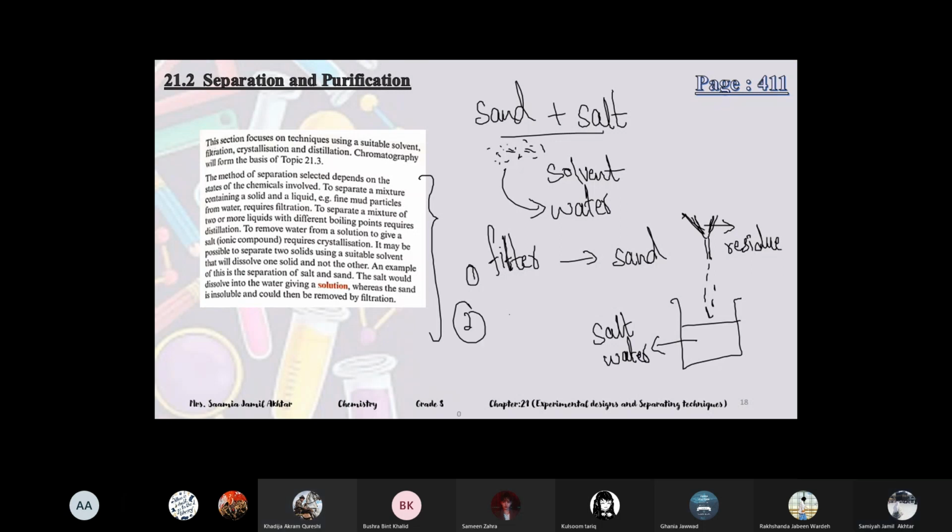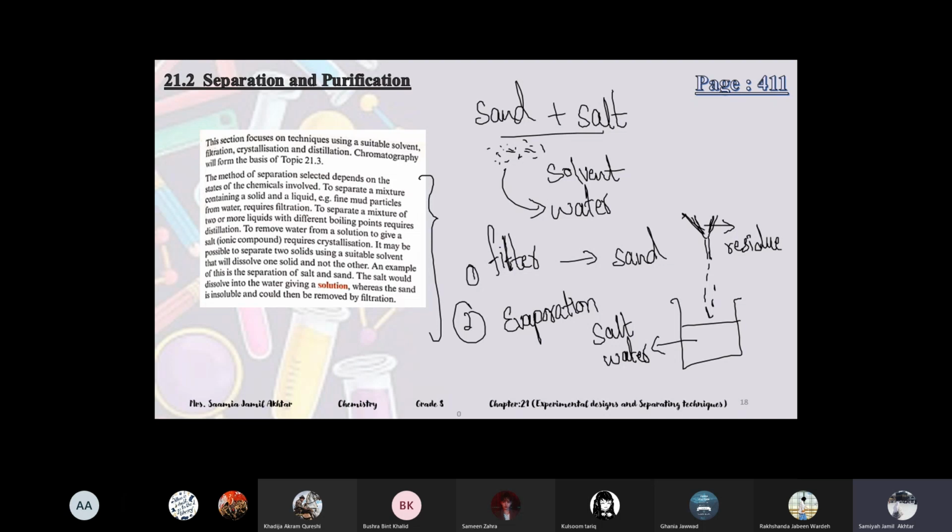Separation. Yeah, crystallization also we can do. We can do crystallization, but in crystallization first we have to prepare a saturated solution in which no more salt can be dissolved. But here, whatever salt we have, we will just dissolve that. So it's a simple solution. In a simple solution we'll just do evaporation, so water will evaporate and we can separate the salt in this case.